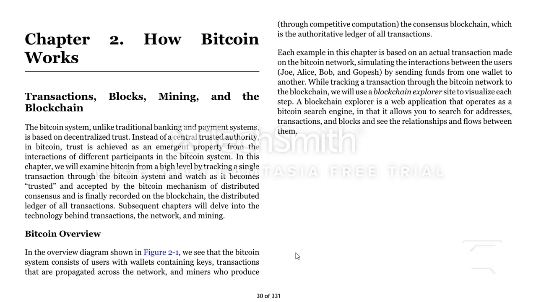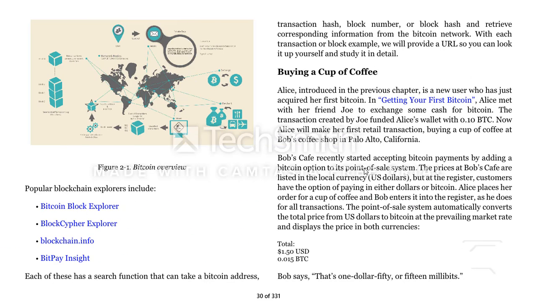While tracking a transaction through the Bitcoin network to the blockchain, we will use a Blockchain Explorer site to visualize each step. A Blockchain Explorer is a web application that operates as a Bitcoin search engine, in that it allows you to search for addresses, transactions, and blocks and see the relationships and flows between them. Figure 2:1. Bitcoin Overview. Popular blockchain explorers include Bitcoin Block Explorer, BlockCypher Explorer, Blockchain.info, BitPay Insight.